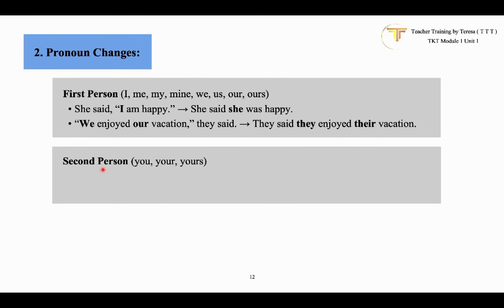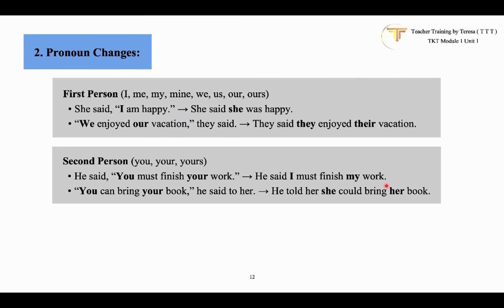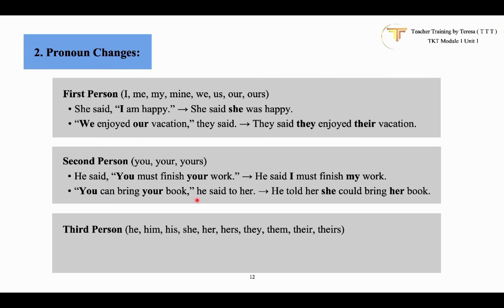Second person: you, your, yours. He said, "You must finish your work." He said I must finish my work. "You can bring your book," he said to her. He told her she could bring her book.